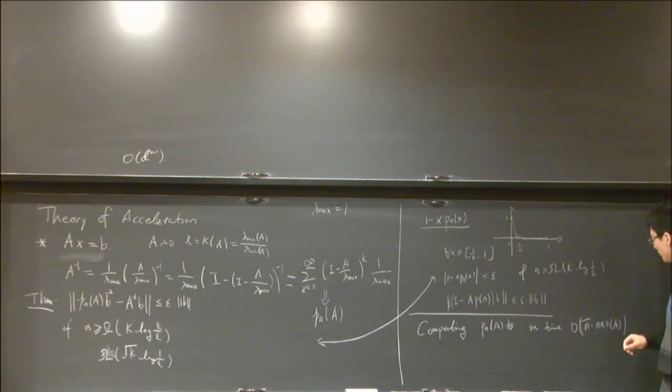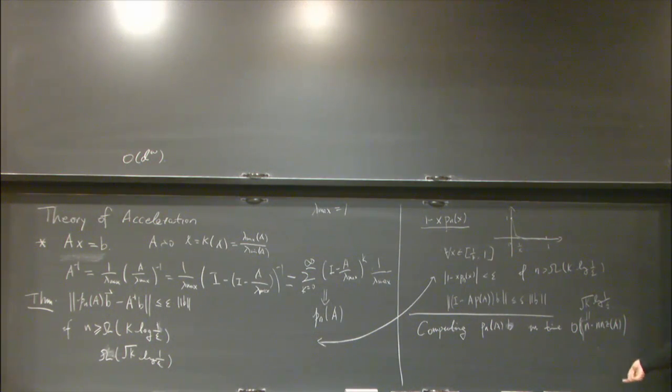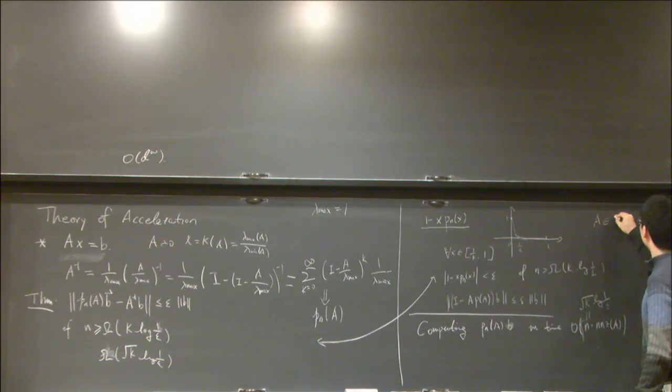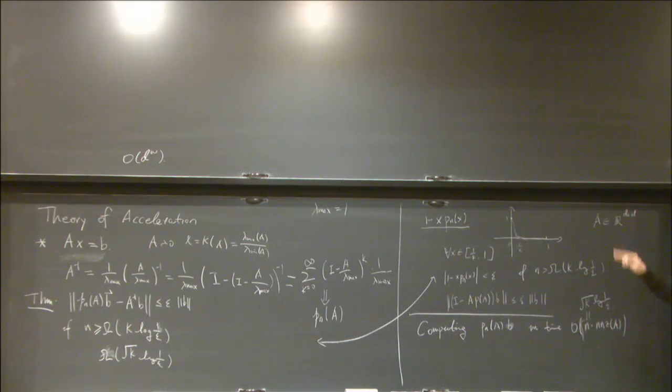Maybe I shouldn't use the letter n. I mean, n was kappa times log 1 over epsilon. And if you change it to a new polynomial, this is what you can get. You probably want to say it for the size of the matrix. Yeah, so say the matrix A is D by D. For the things I'm going to talk about next, people typically use N.